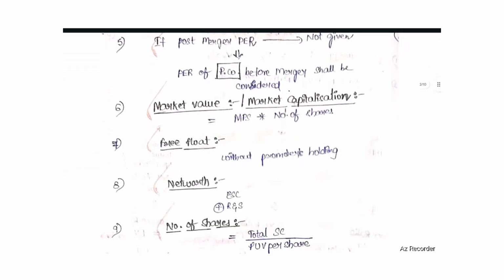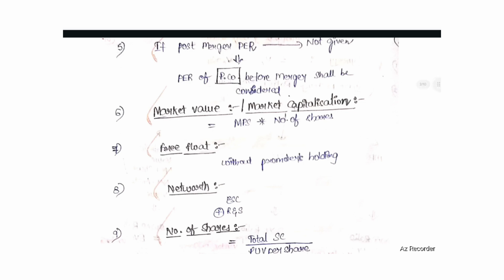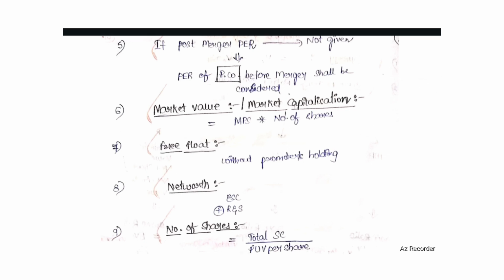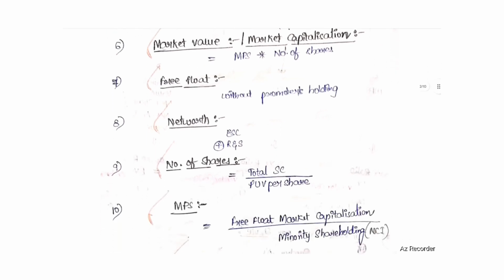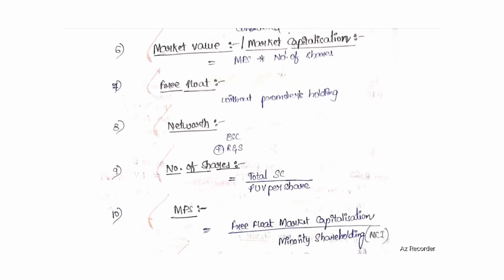Next, if in the question post-merger price earning ratio is not given, then price earning ratio of the purchasing company before merger shall be considered. Market value or market capitalization equals MPS into number of shares. Free float means without promoters holding.